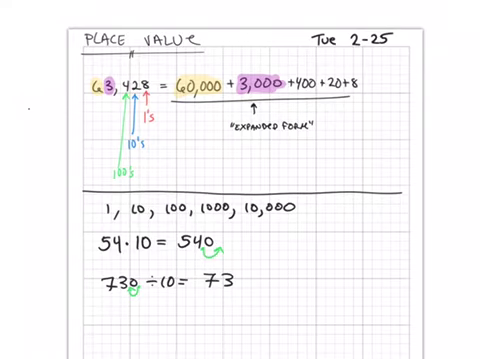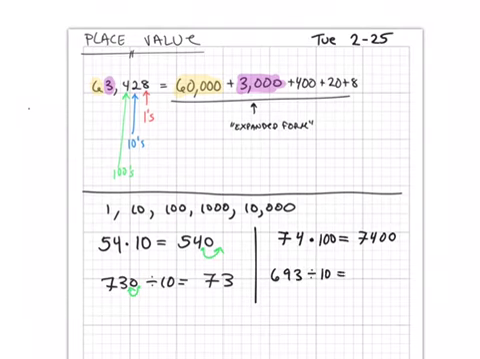So for instance, if you wanted to do something like 74 times 100, then you would get 7,400. Or if you wanted to do 693 divided by 10, you could get 69.3, which is moving that decimal point in 1 to the left.